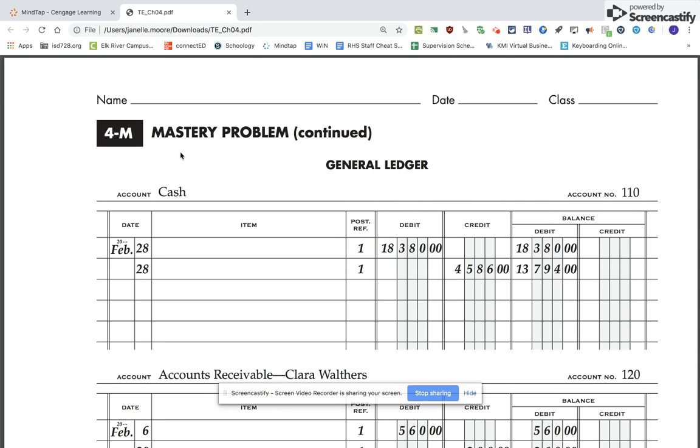So this is cash. There are two posts for the month of February, on the last day of February, the 28th. First one was our debit entry from the general journal. Therefore, we have a debit balance. Then a credit entry. We reduce our debit balance by our credit, and we're left with $13,794.